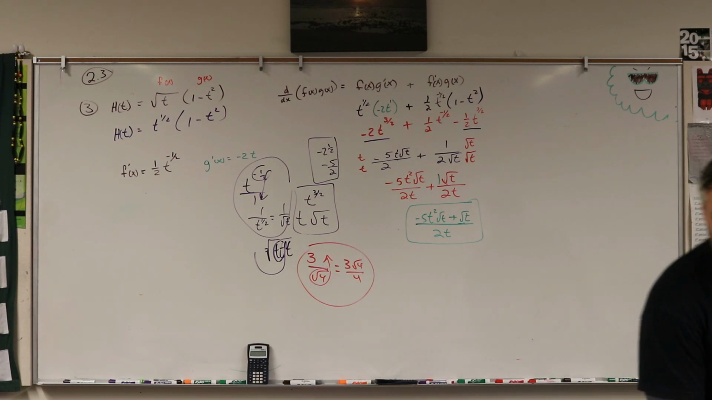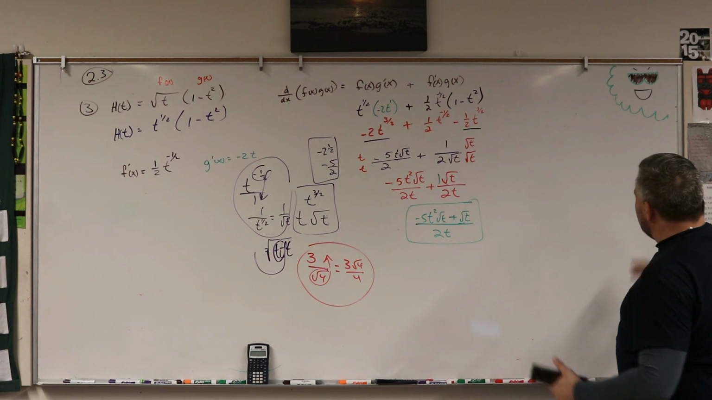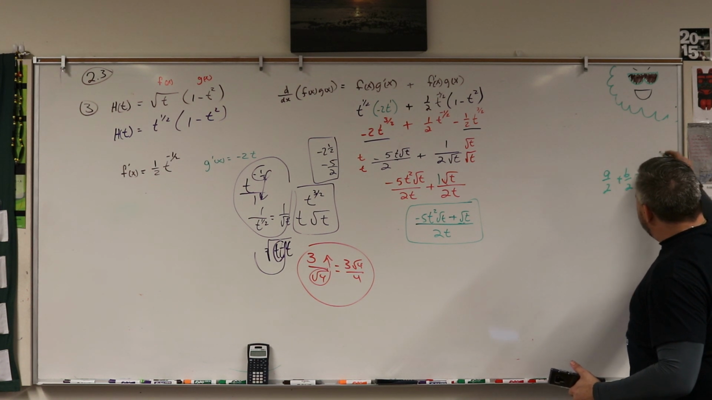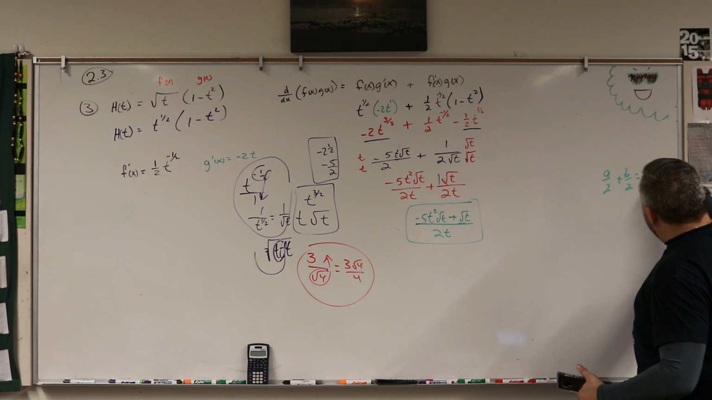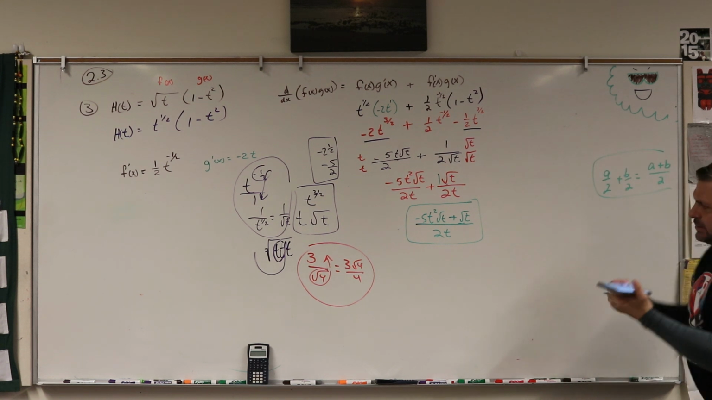Okay, then I look in the back of the book. Wait, how come the bottom don't add together? Because of the denominator. They never do. The denominators stay the same. Think of this: a over 2 plus b over 2 is equal to a plus b over 2. Okay. Right? It's okay. Good questions.